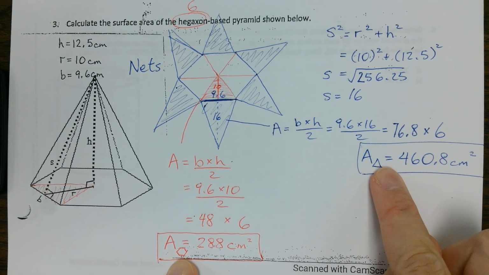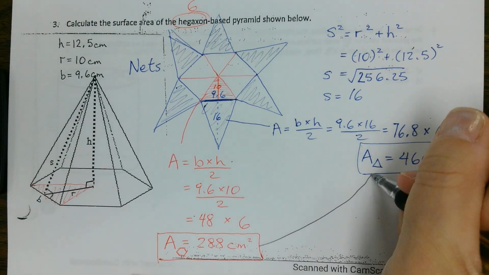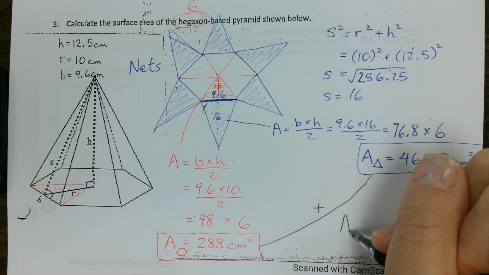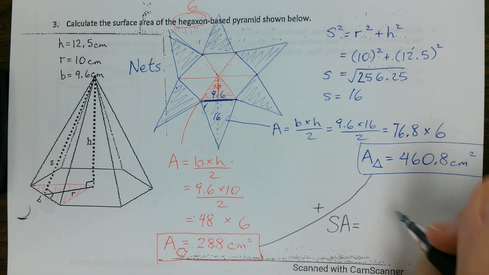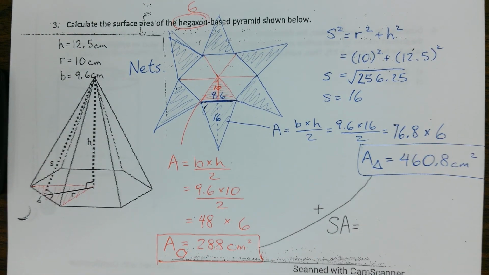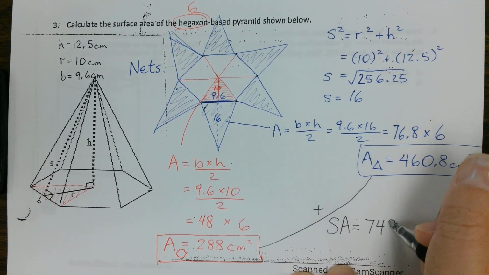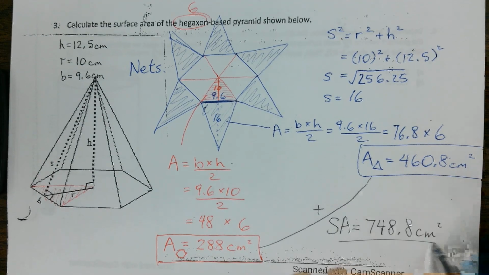Okay, so I have the area of the hexagon. I have the area of the 6 triangles. So my last step, what am I doing with the last step? Add them up. So the total surface area of this hexagon-based pyramid is 748.8 centimeters square.